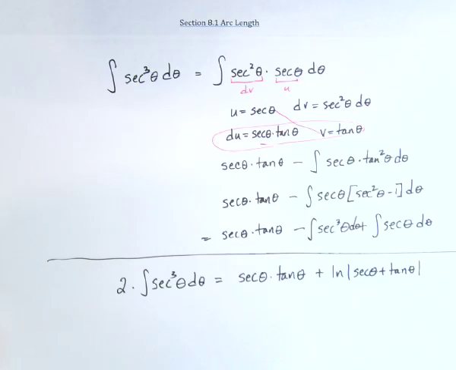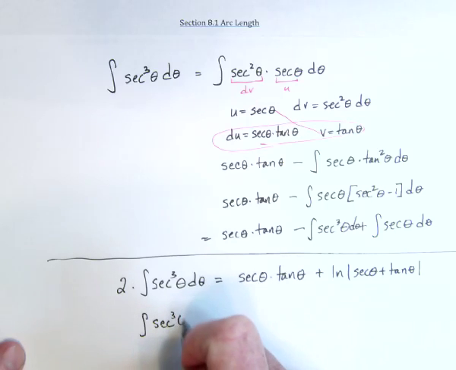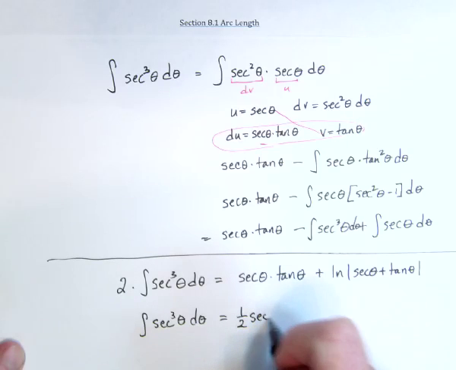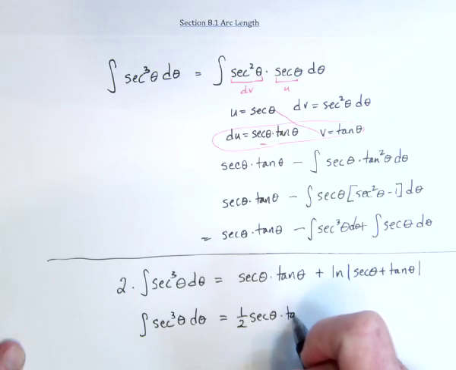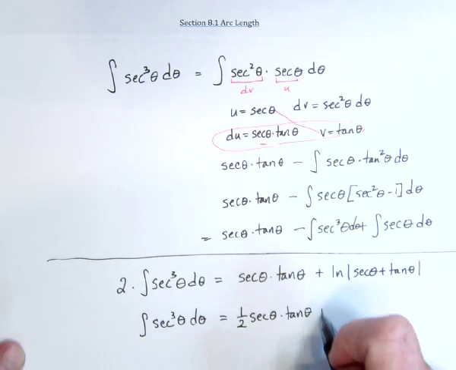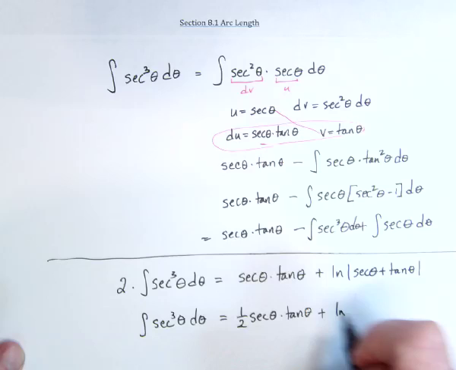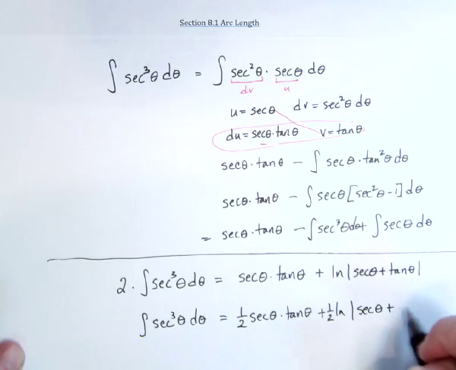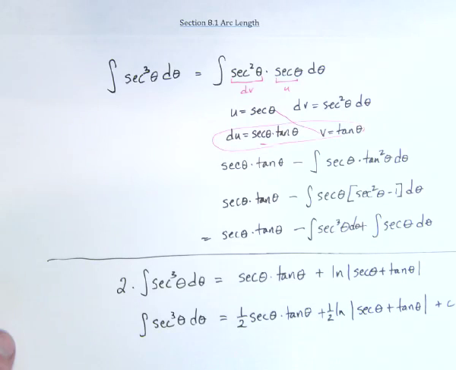Okay, one last thing is we need to get rid of this 2, so multiply both sides by 1/2. So the integral of secant cubed is going to be 1/2 secant of theta times tangent of theta plus the natural log with a 1/2 in front, the natural log of secant of theta plus tangent of theta. And then technically we would have plus c.